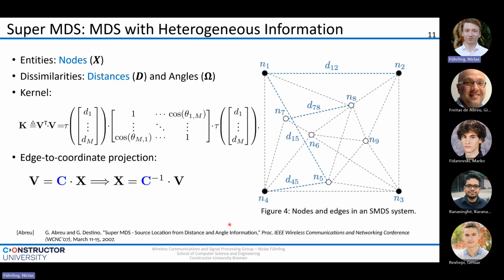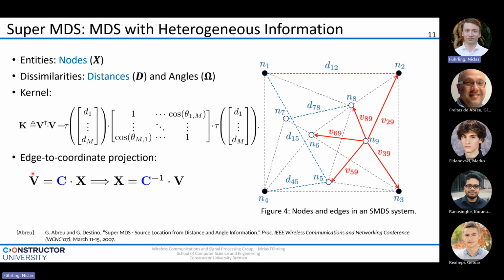Now we will move on to the super MDS. So now the difference is, okay, before we had all these distances between the nodes, but now we don't only have distances, but also angles. So we have these edges, these vertices. And now the kernel is not only defined by the distances, but also by the angles between all the different nodes. But the concept stays pretty similar.